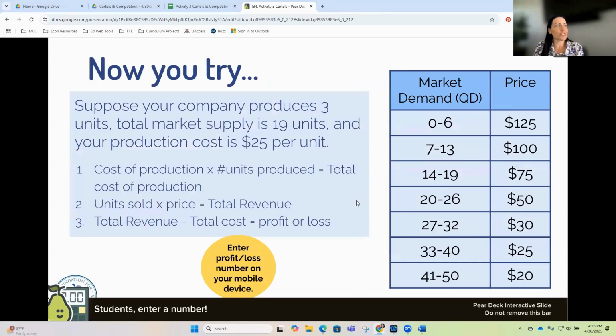Suppose your company produces 3 units, the total market supply is 19 units, and your production cost is $25 per unit. What I want you to do on this Pear Deck slide is enter whether you are making a profit or a loss, and how much. Use either a plus or a minus to tell if it's a profit or loss. I don't know if you can add a plus or a minus. I guess we'll find out. So put in the number and then I'll ask you if it's a profit or a loss.